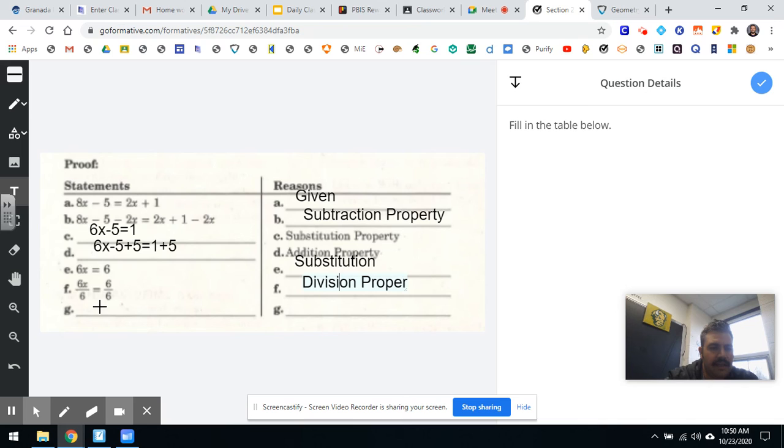And then finally, the last step we have to do all on our own. But we know that if you have 6x divided by 6, that's just x. And if you have 6 divided by 6, that's just 1, right? And so then we end up getting, using substitution, x equals 1, which is our final answer.